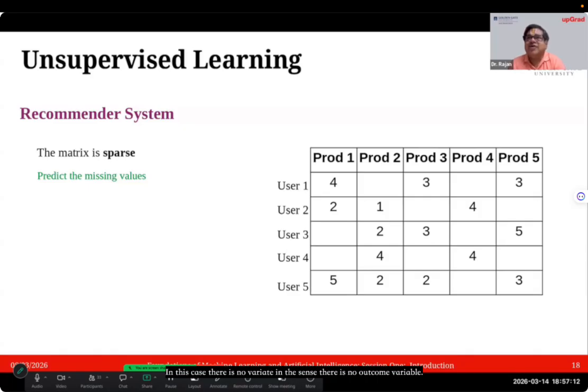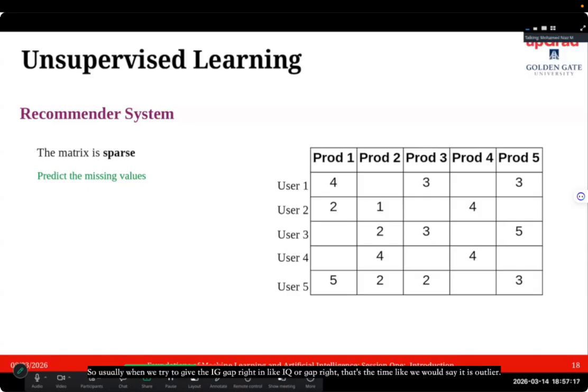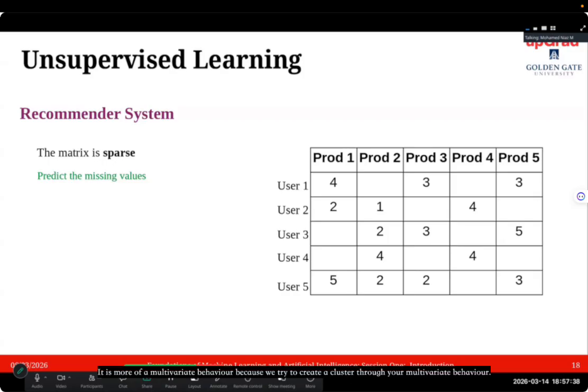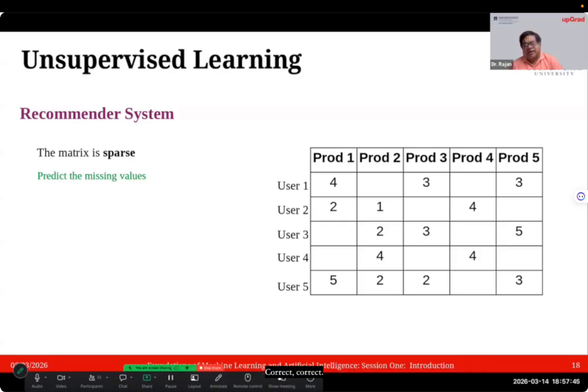In this case, there is no variate, in the sense that there is no outcome variable. So usually when we give the IQR gap, that's the time we would say it is an outlier. But when we say that it doesn't belong to any cluster, it is more of a multivariate behavior, because we create a cluster through multivariate behavior. Is my understanding correct?